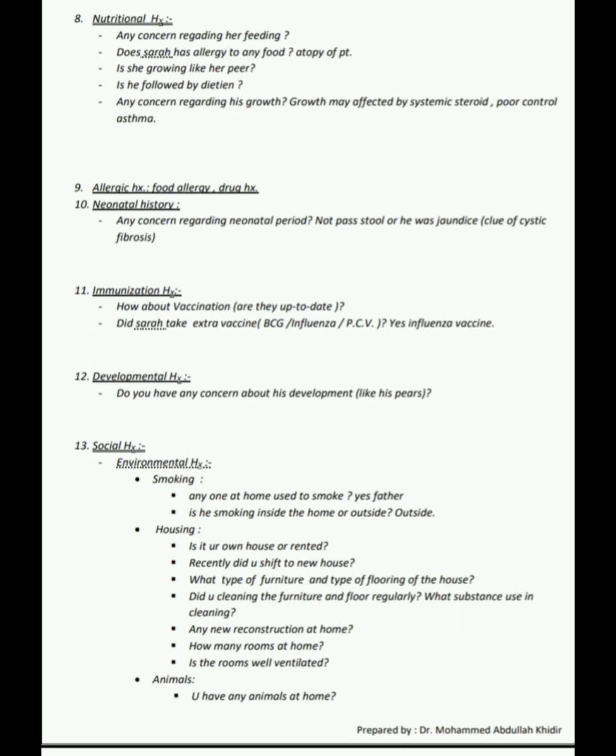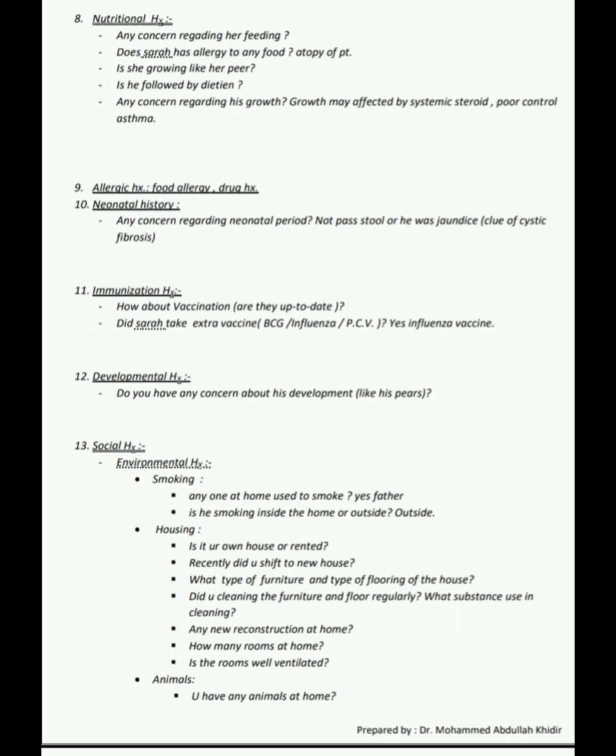Now, number 9 is allergic history, food allergy, drug history. Some allergy history is already present on the skin when we take the systemic review. Then we take. No need to repeat any point; what history we have already taken, no need to repeat. Now, number 10, neonatal history. We will ask about any concern regarding the neonatal period, such as delayed passing of stool, or if he was jaundiced, a clue of cystic fibrosis.